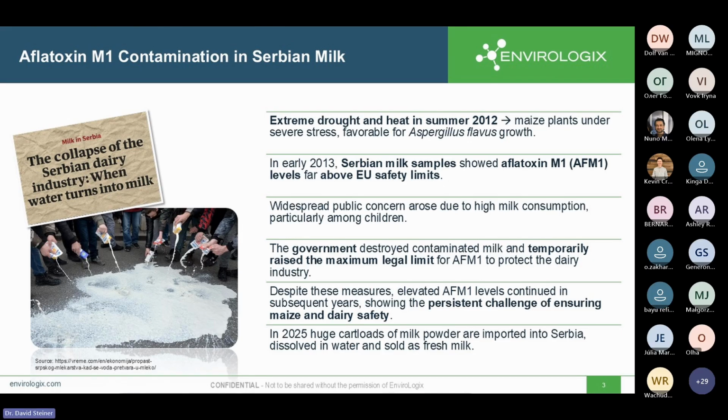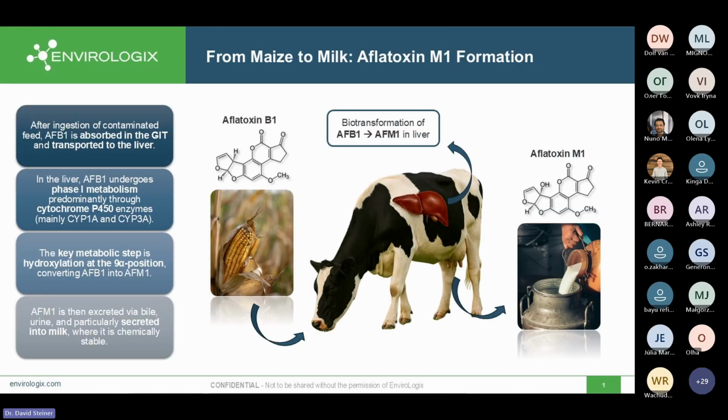However, it also raises an important question. How does the contamination in maize actually translate into contamination in milk? The answer lies in the cow's metabolism. After ingestion of contaminated maize, aflatoxin B1 is absorbed in the gastrointestinal tract and transported to the liver. There it undergoes phase 1 metabolism, mainly via so-called cytochrome P450 enzymes.